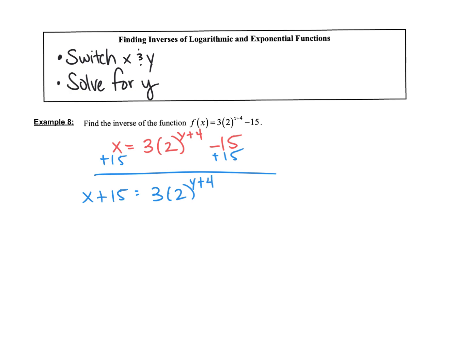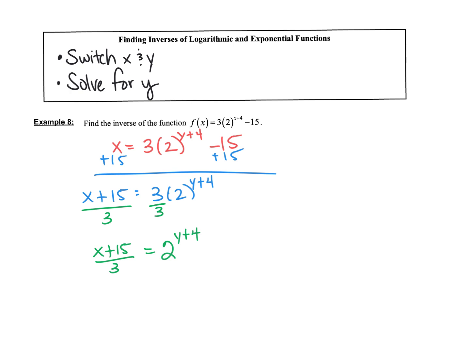All right. What do you think we should do next? Good. We're going to divide by that 3. I'm going to change that green because I don't like it. So we're going to divide by 3, right? And you can leave that x plus 15 over 3. If you wanted to do x over 3 plus 5, you could. Okay, it's not required. All right, equals 2 to the y plus 4. So now we have the exponential piece by itself, okay?